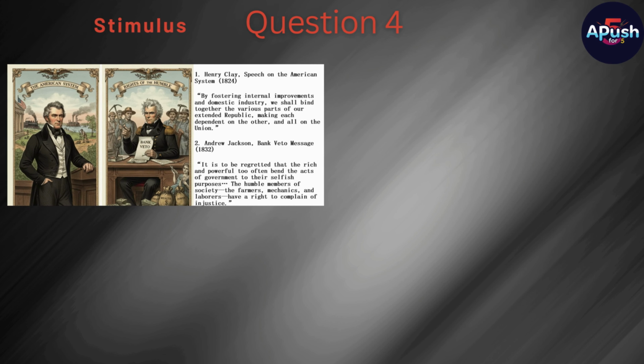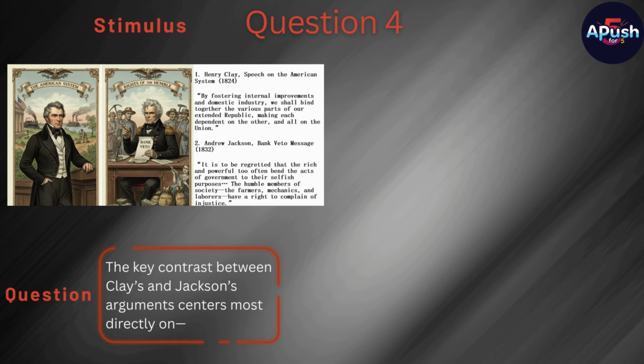Excerpt 1. Henry Clay, Speech on the American System, 1824. By fostering internal improvements in domestic industry, we shall bind together the various parts of our extended republic, making each dependent on the other, and all on the Union. Excerpt 2. Andrew Jackson, Bank Veto Message, 1832. It is to be regretted that the rich and powerful, too, often bend the axe of government to their selfish purposes. The humble members of society, the farmers, mechanics, and laborers, have a right to complain of injustice.